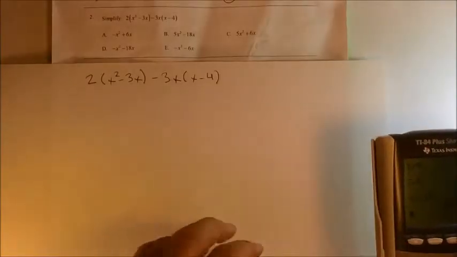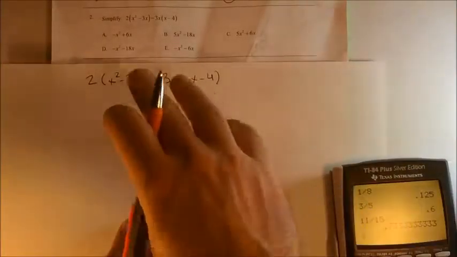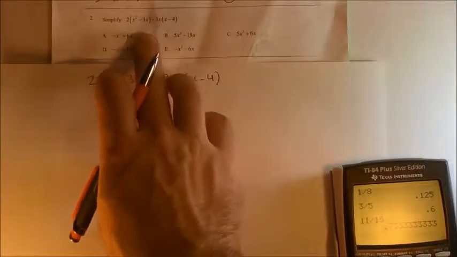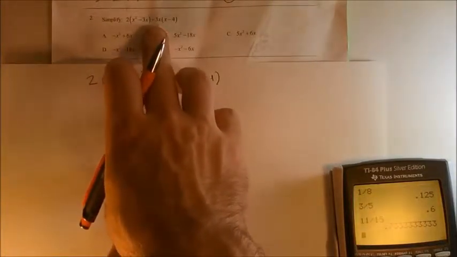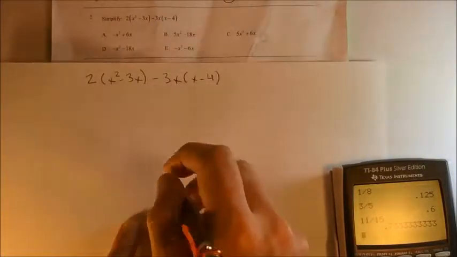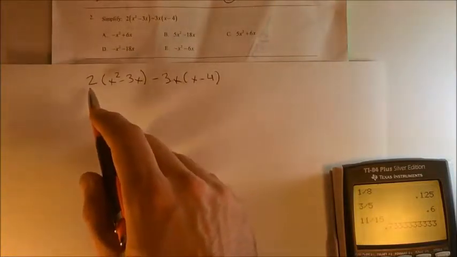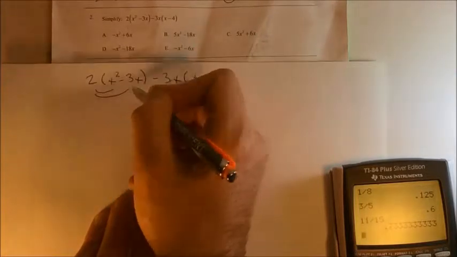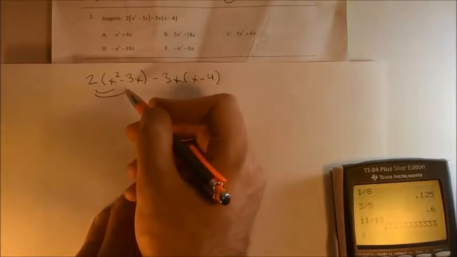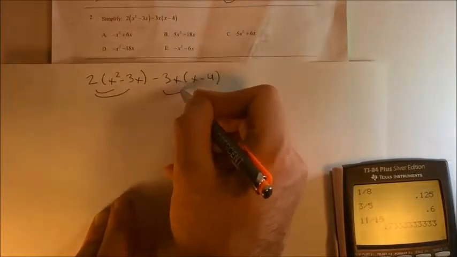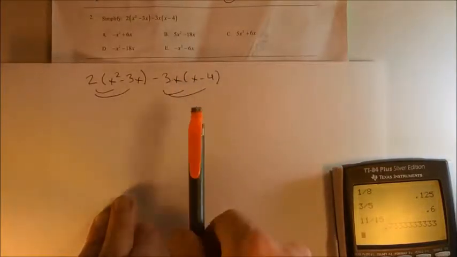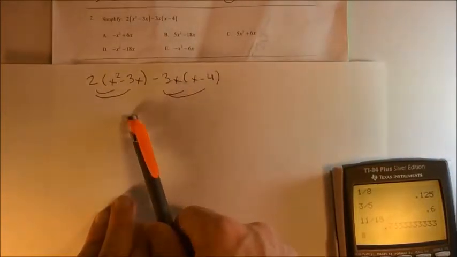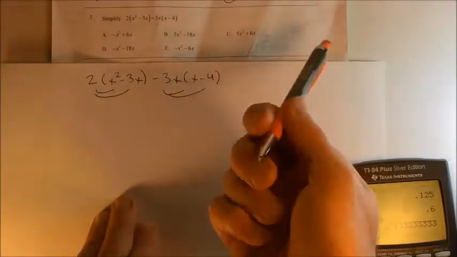Okay, number 2. Simplify 2 times x squared minus 3x, minus 3x times x minus 4. To simplify this, I'm just going to distribute my 2 into both of those terms. So I've got this 2 multiplied by this. And then I'll distribute my negative 3x into both of these terms. At that point, I'll be able to drop my parentheses and then just combine my like terms, and that will be simplifying it.